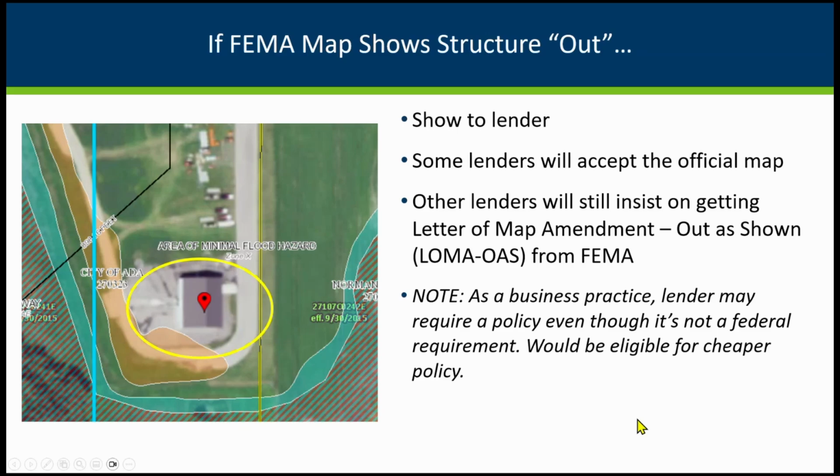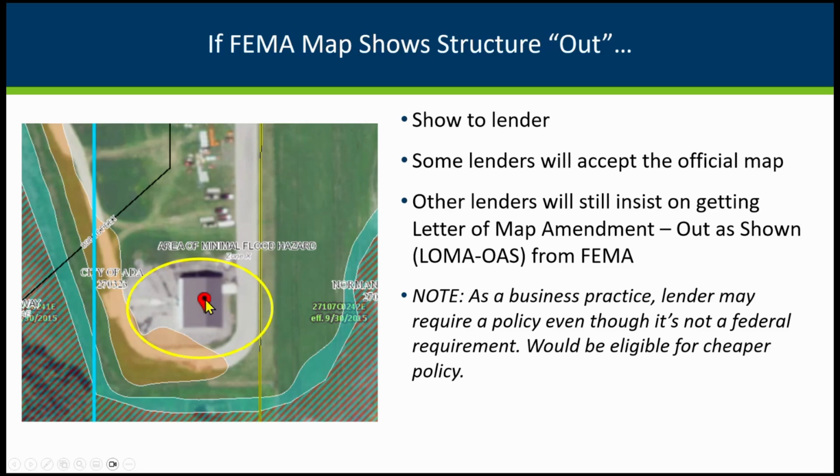So if the lender says you need flood insurance, but you can see on the map that it's not in the high-risk floodplain, then you could show that to the lender. From what we understand, most of the lenders will accept a map that shows more clearly that the building's outside. But some will say, I want something from FEMA.